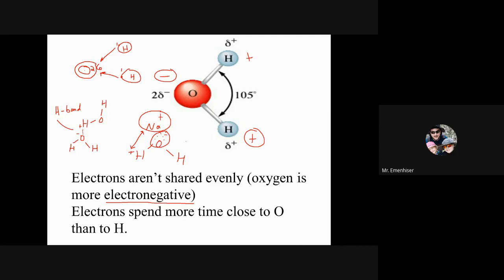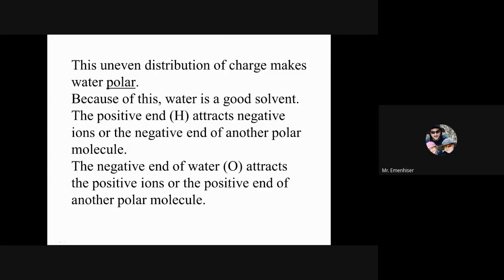If I had sodium chloride, NaCl, the chlorine is going to want to come in here and attract to this slightly positive hydrogen, and they're going to hang out together and form an ionic bond. And this is how things dissolve. Remember that dissolution is a physical change. This uneven distribution of charges makes water polar. Because of this, water is a good solvent. It's actually called the universal solvent because it dissolves most stuff.